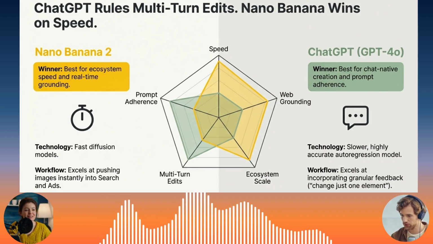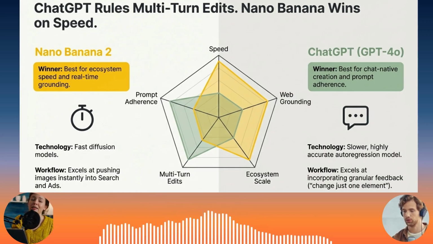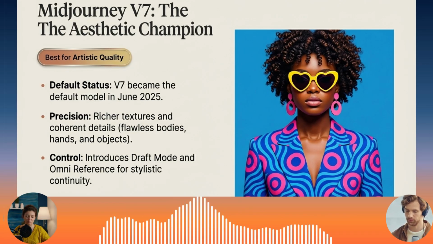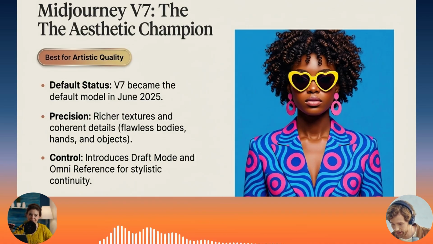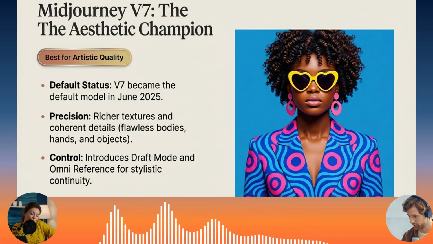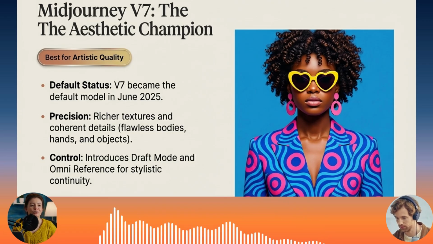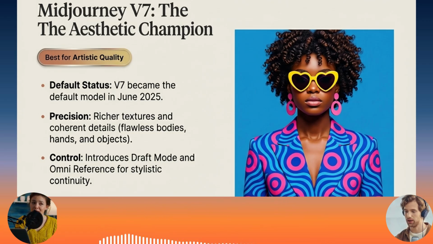Yeah. It's brilliant. It really is. But if you are looking for pure artistic and aesthetic quality above all else, the Zapier report notes that Midjourney V7 is still the reigning king. Oh, for sure. Midjourney has always been incredible for that immediate wow factor. Definitely. It was released in April 2025 and became their default model in June 2025.